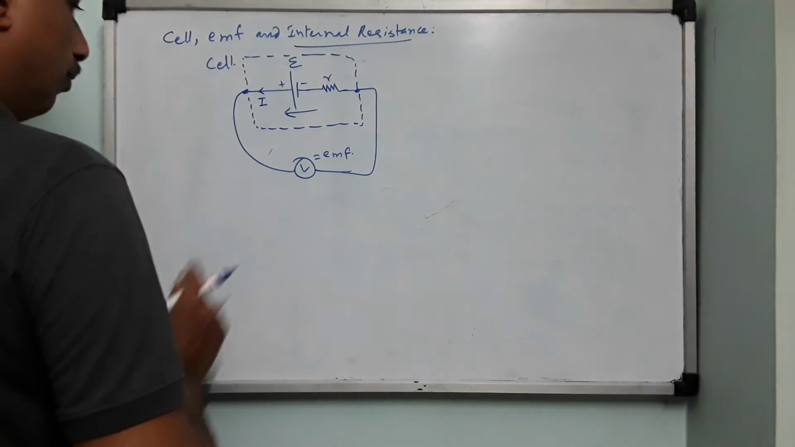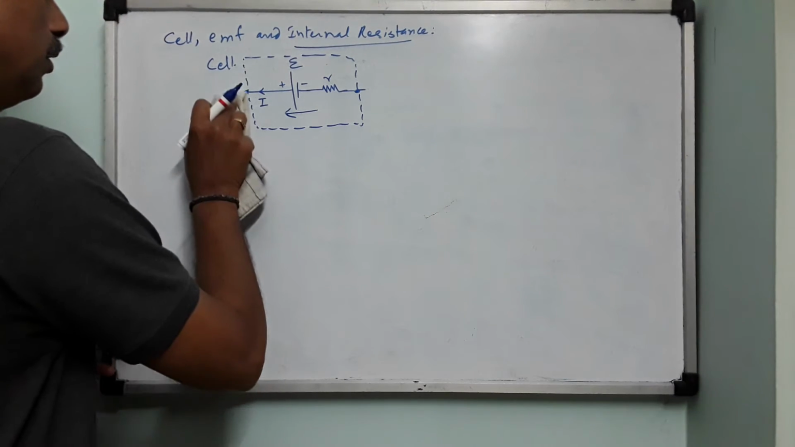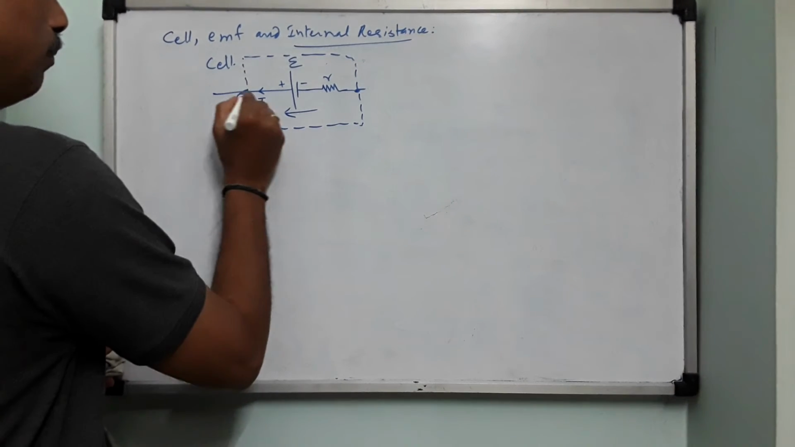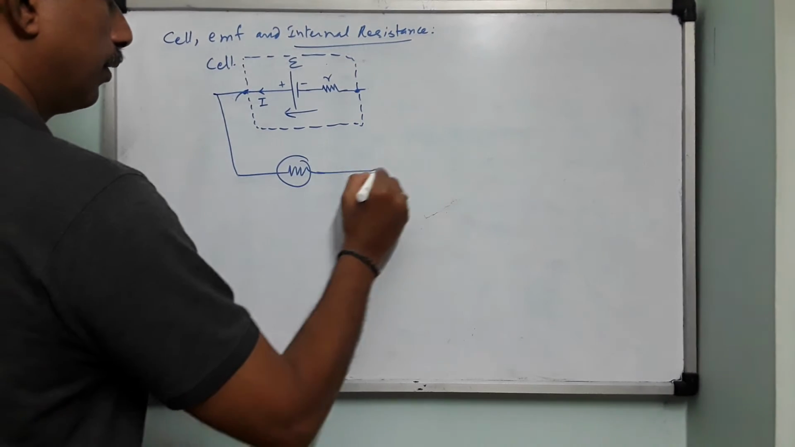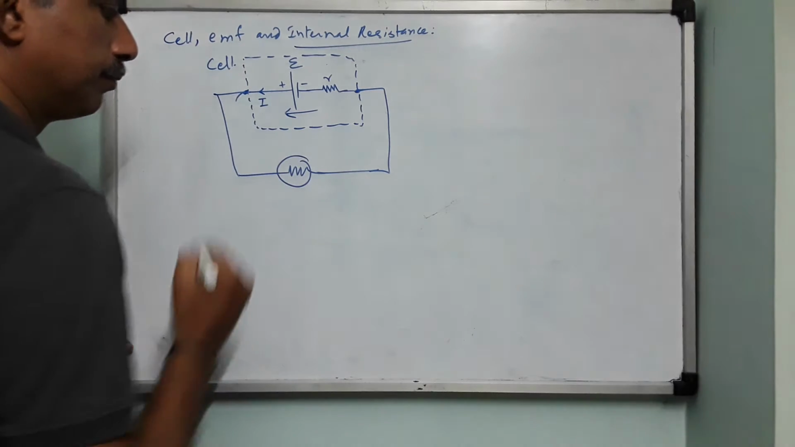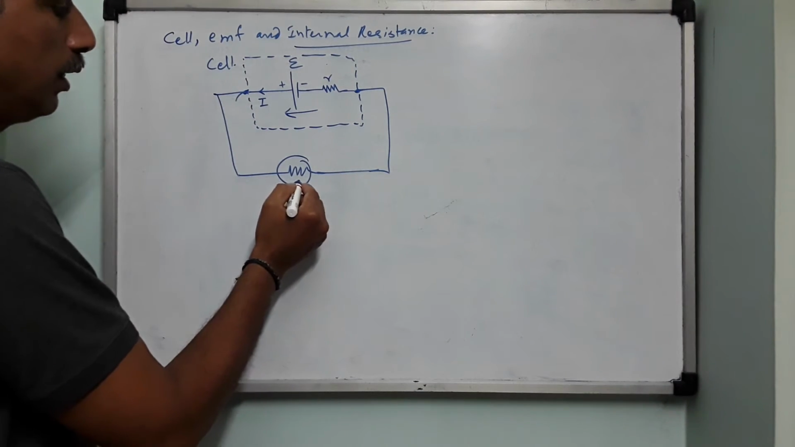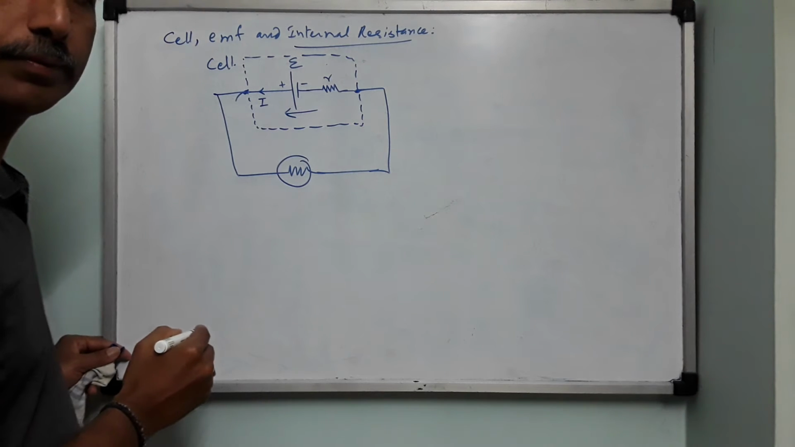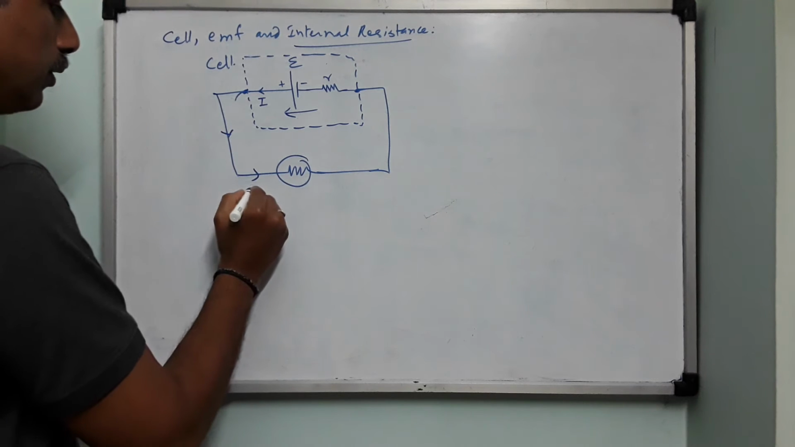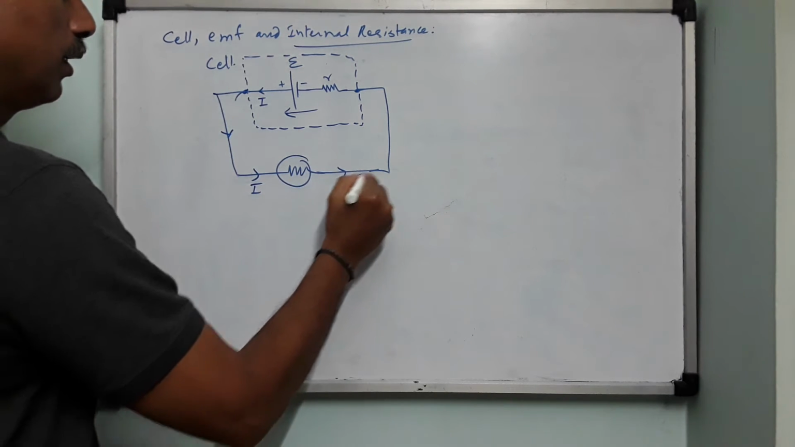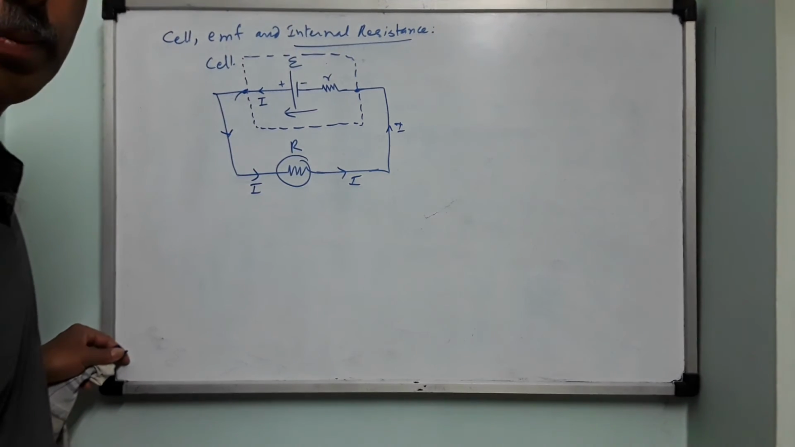Fine. Now, what I do, I connect a small torchlight bulb or an LED across this cell. If its energy is sufficient to glow this, obviously the bulb will be glowing with some brightness. So it glows because there is a current flowing in it. So this is I, here is I, and this is I. So let me name R as the resistance of the filament.